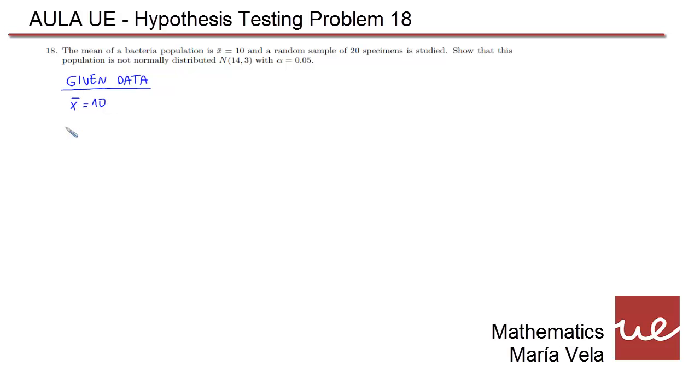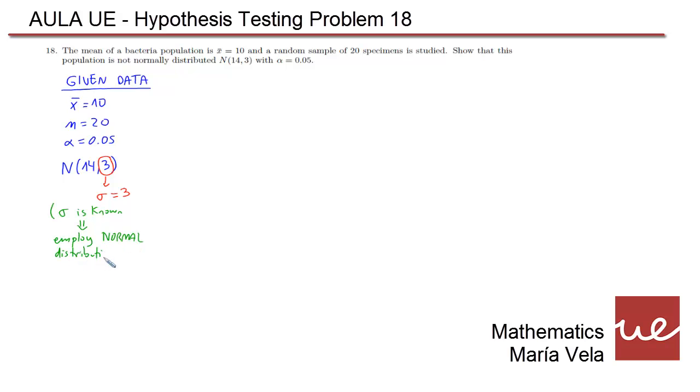Okay, first of all, I'm going to copy the given data to have a summary of the values that we know. X bar is equal to 10, n is equal to 20, alpha is 0.05, and we want to show that this is not normally distributed with parameters 14 and 3. So let me just remark that sigma is known and it's equal to 3, and hence we have to employ and work with a normal distribution for this problem. So when we compute the test statistic, we need to use the formula for the normal statistic.